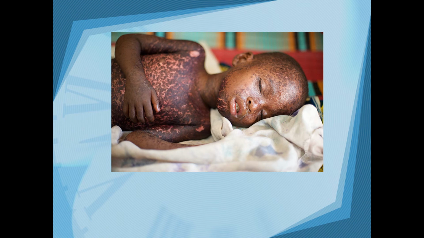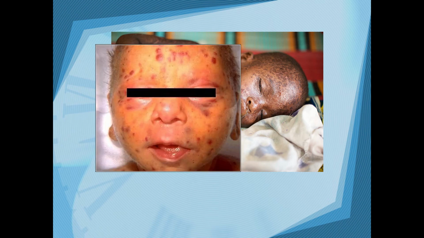So this is measles. You can kind of tell his skin is cracking and opening up right there, and he can get infected, and then you have a blood infection and you die. Here's measles as well. This isn't a baby.